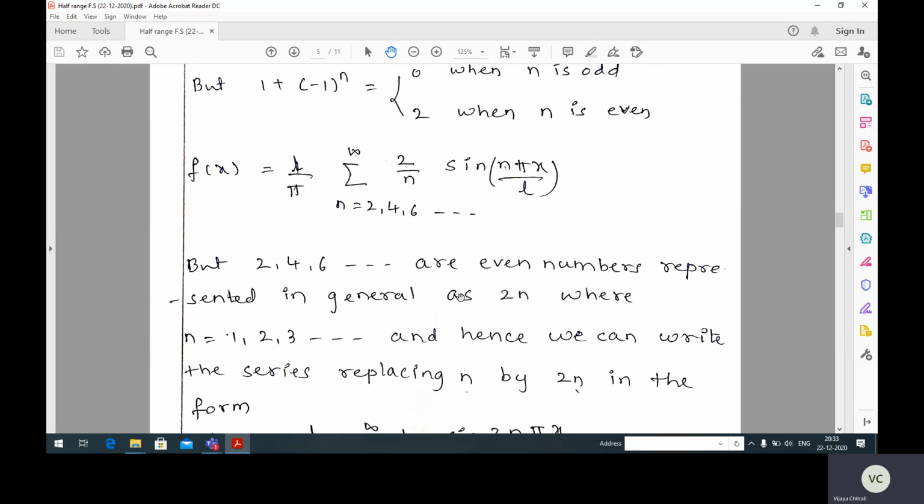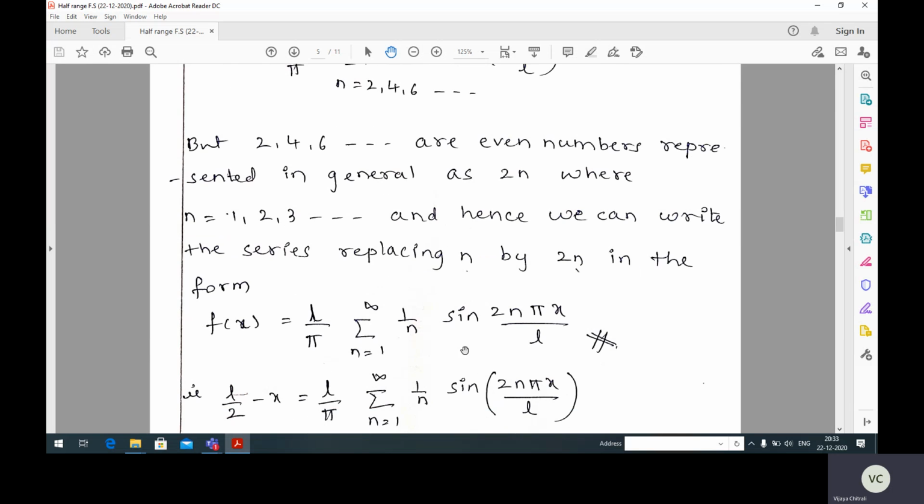That is 2, 4, 6, 8 and so on. So we can write this in general as 2n, because whether n is even or odd, it is multiplied with 2, so you will get an even number only, where n is equal to 1, 2, 3, and so on. And hence we can write the series by replacing n by 2n in the form.